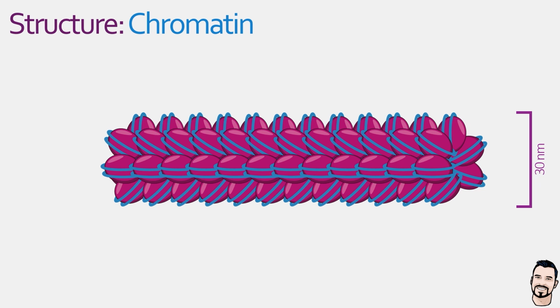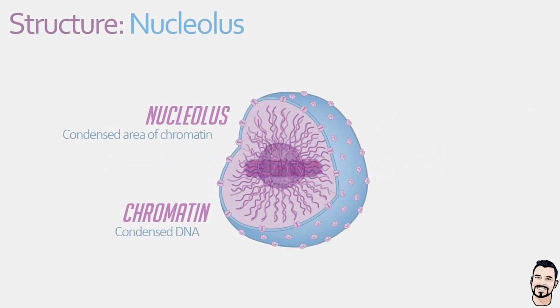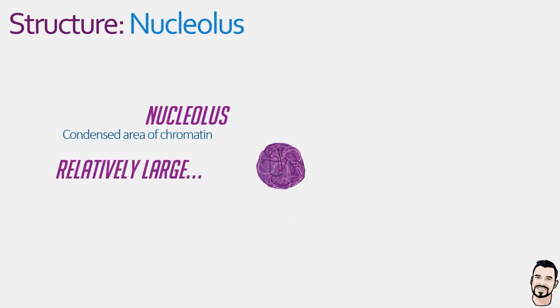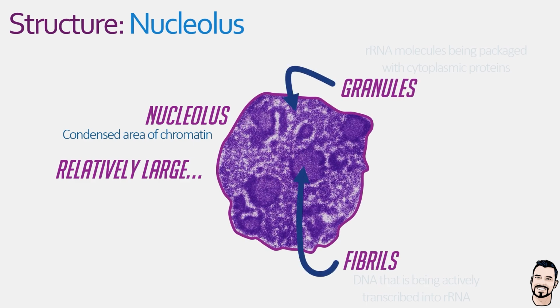Now the chromatin is found throughout the nuclear plasm, distributed in regions that can vary in how tightly the DNA is packed, depending on the cell's activity. However, the highest concentration of chromatin is found within the nucleolus, which if you remember is a large membraneless organelle located inside the nucleus. Now the nucleolus contains two main components, fibrils and granules.